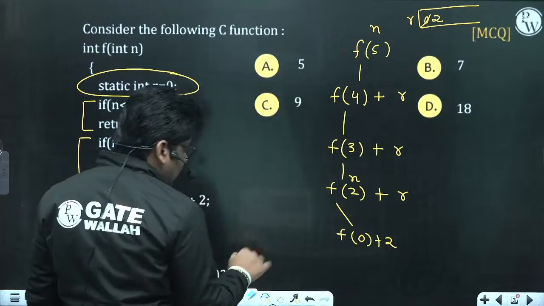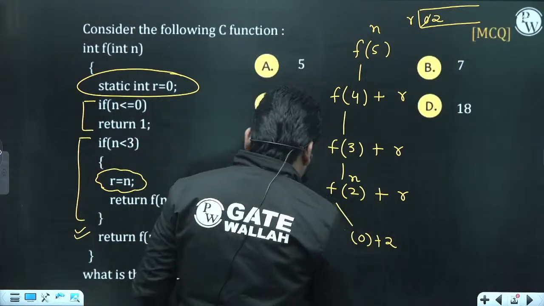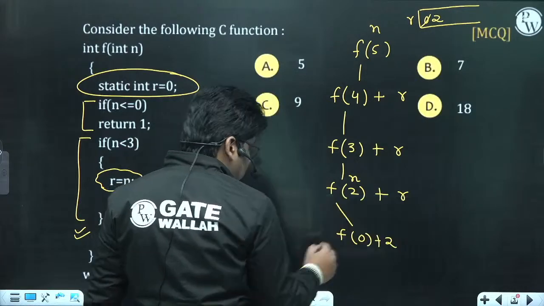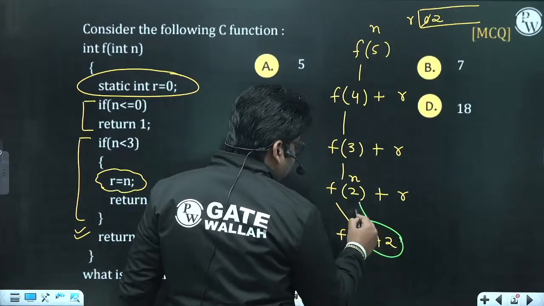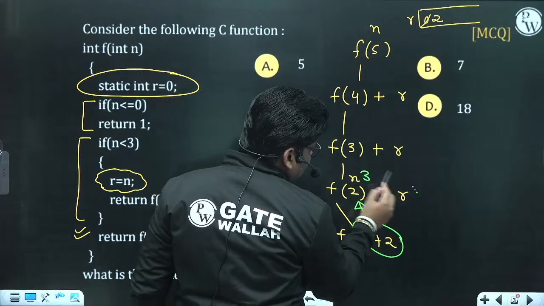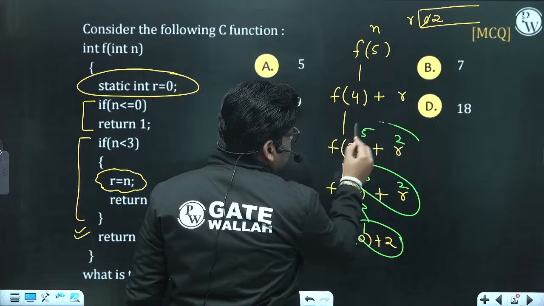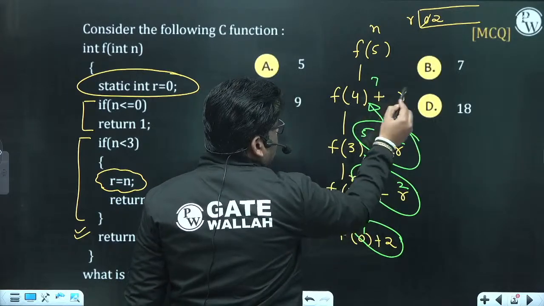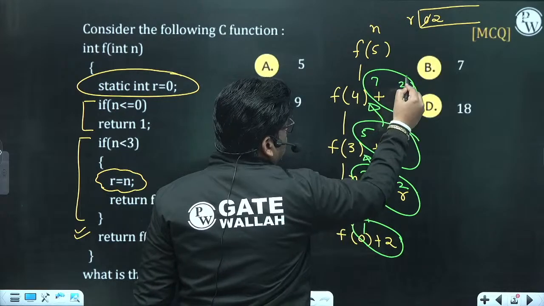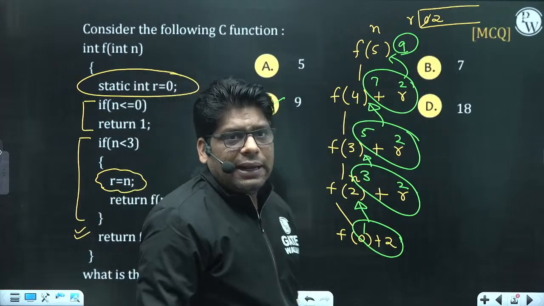Okay. Now focus over here. What is the value of f of 0? We are saying return 1. That means everything is okay. Sir, 1 plus 2, the value of f of 2 is 3. The value of r is 2. So 3 plus 2 is 5. 5 plus 2 is 7. Now 7 plus 2, sir, what is the right answer? The right answer is option C, that is 9.